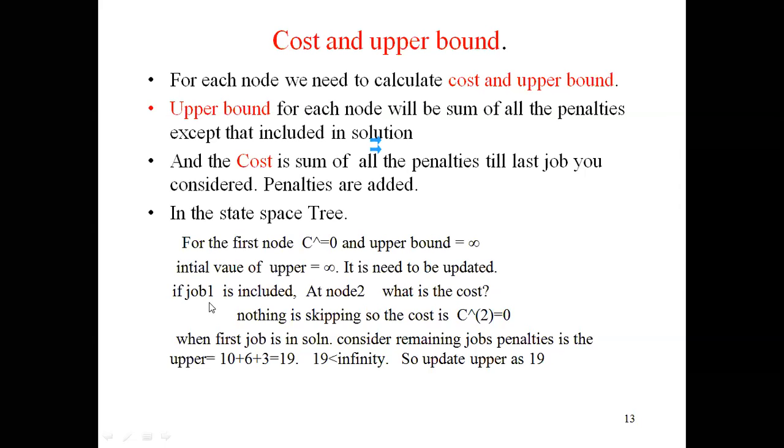If job 1 is included at node 2, what is the cost? Now check node 2. We are not skipping any job at node 2. We have considered only job 1. So the cost C cap of 2 is equal to 0. Suppose the first job is in the solution, consider the remaining jobs' penalties. The remaining jobs' penalties are the upper bound. Now see the remaining jobs' penalties.